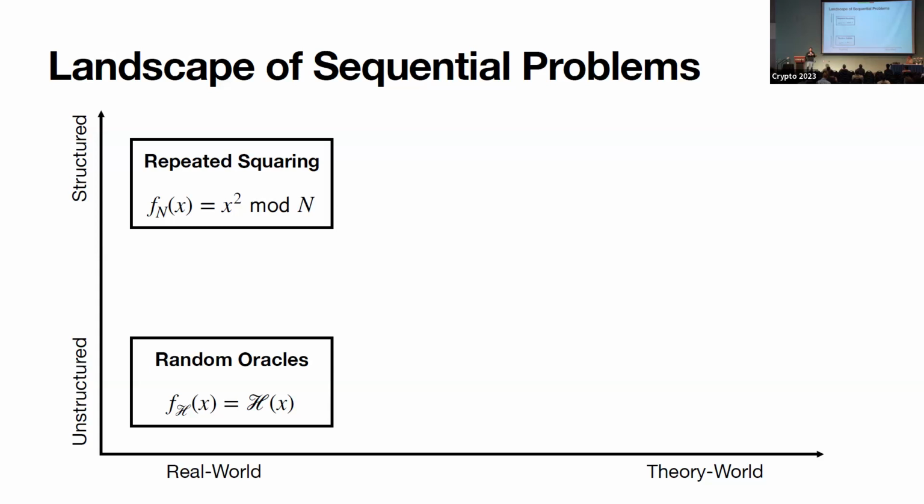But one drawback of random oracles is that they are, in a sense, maximally unstructured. So there is a random function. There is absolutely no structure in the function. And this is reflected by the fact that many of the applications that we can construct from repeated squaring, we cannot construct from random oracles by themselves.